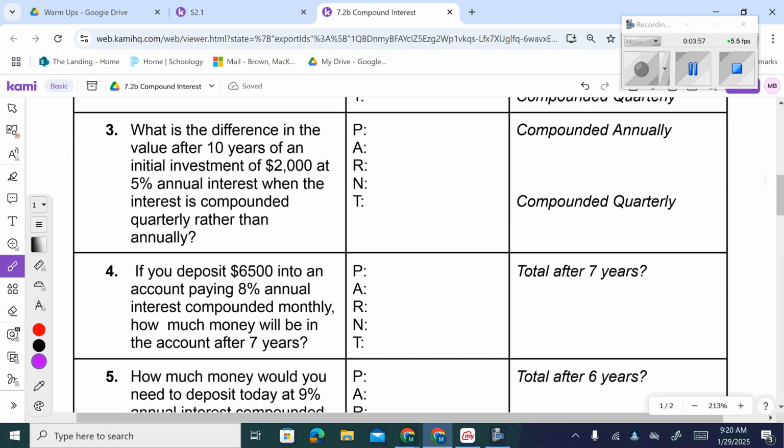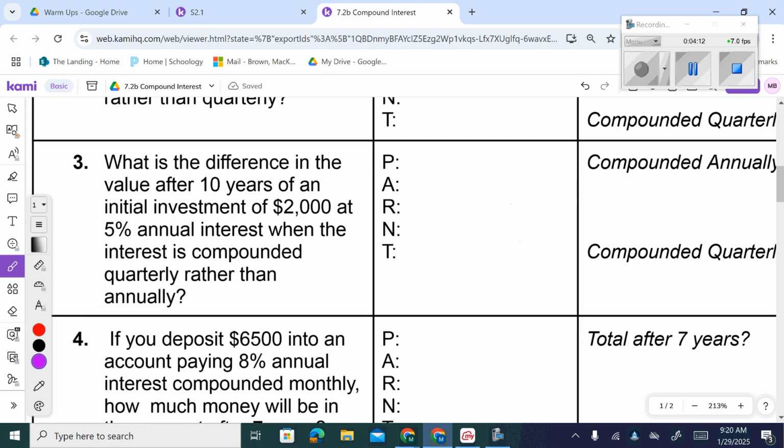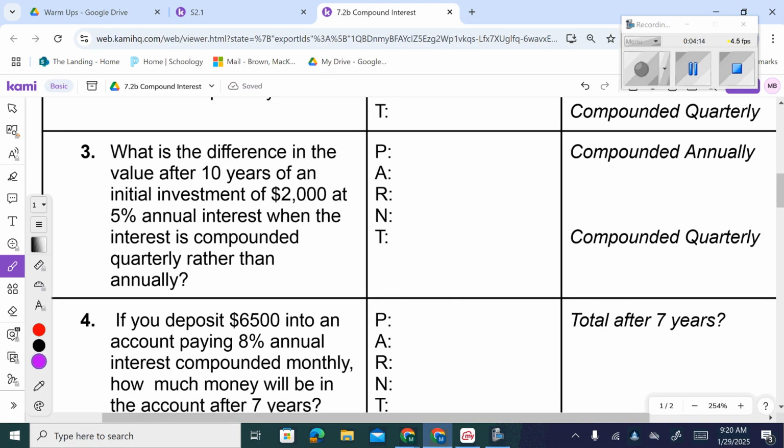Let's look at 3. Okay, it says, what is the difference in the value after 10 years of an initial investment of $2,000 at a 5% annual interest when compounded quarterly rather than annually? Okay, we're going to start with annually. What is our starting amount, y'all? What's our principal? 2,000. All right, am I going to fill in my A right now? No, okay. What's my rate? 5%.